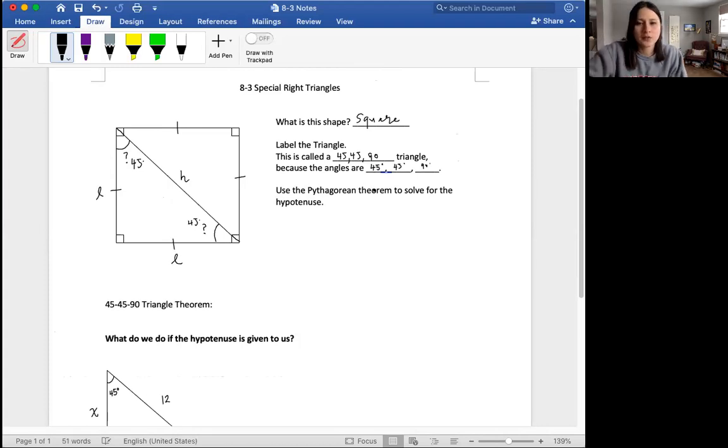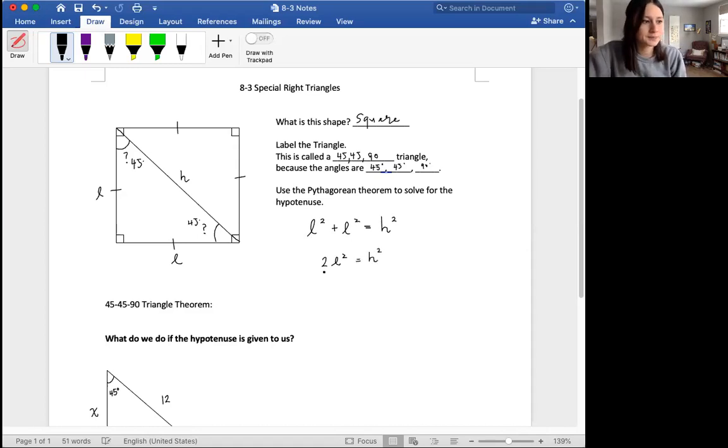Let's use the Pythagorean theorem to solve for the hypotenuse. So basically, I want you to use the Pythagorean theorem: leg squared plus leg squared equals hypotenuse squared. And so we are going to solve for h and get h by itself. So if we do this, we have L squared plus L squared, which really we could say is 2L squared, right? 2L squared equals h squared.